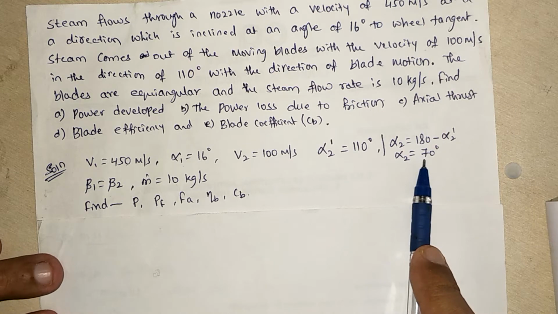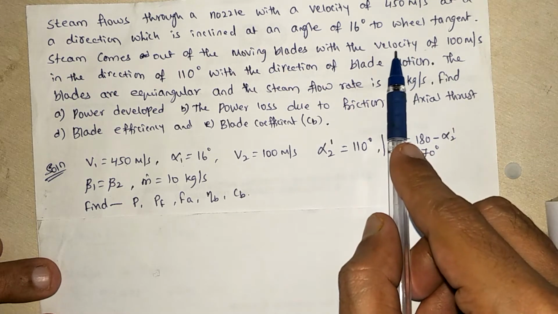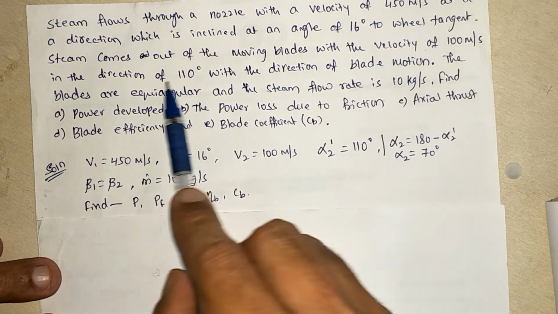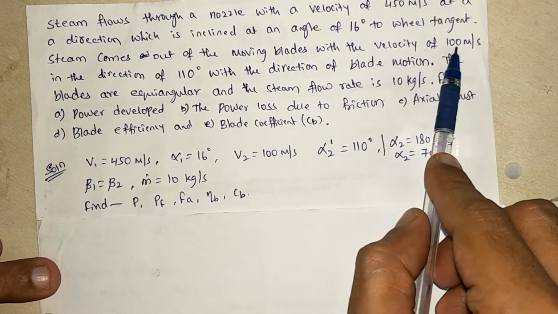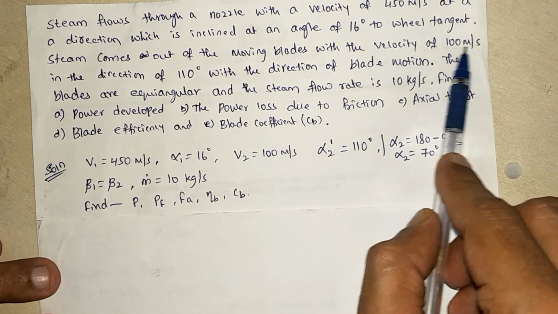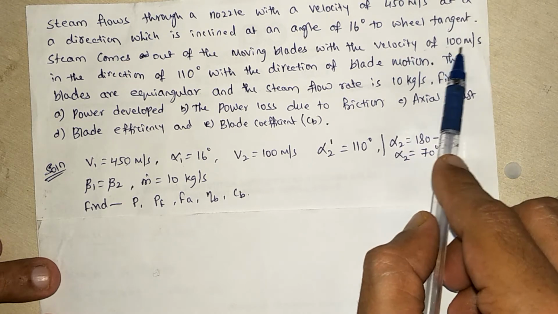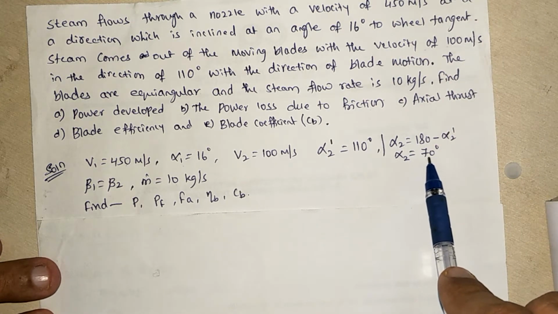So this alpha 2 is the direction of the steam which is coming out of the turbine, and the magnitude of the velocity at the exit of the turbine is 100 meters per second. So this is the magnitude of V2, that is 100 meters per second, and the angle alpha 2 is 70 degree.